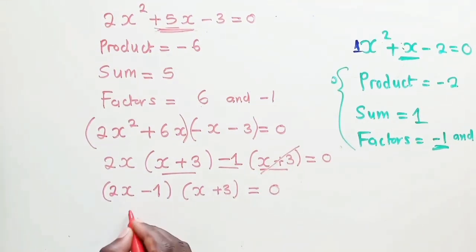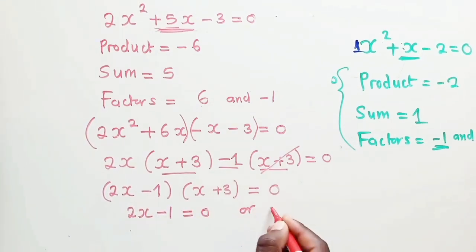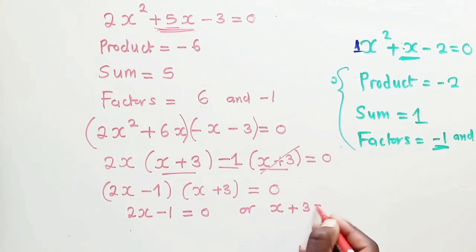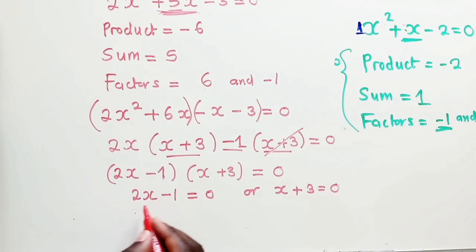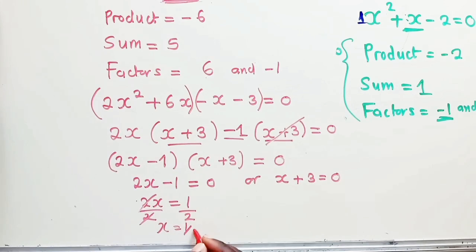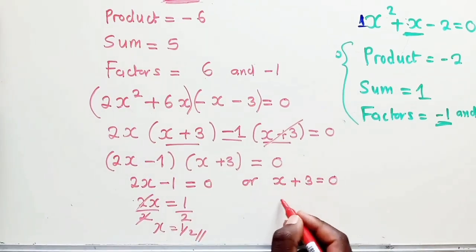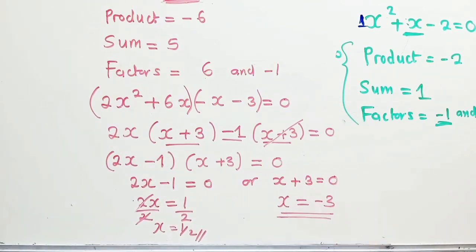Next, we say 2x minus 1 is equal to 0, or x plus 3 is equal to 0. So here we solve for x. We shall have 2x is equal to 1. You divide by 2 because we are solving for x. Divide by 2. This and this will cancel. We shall remain with x equal to 1 over 2. So this is our solution. For this one, we just make this cross the equal sign. It will be negative 3, and this is our solution.